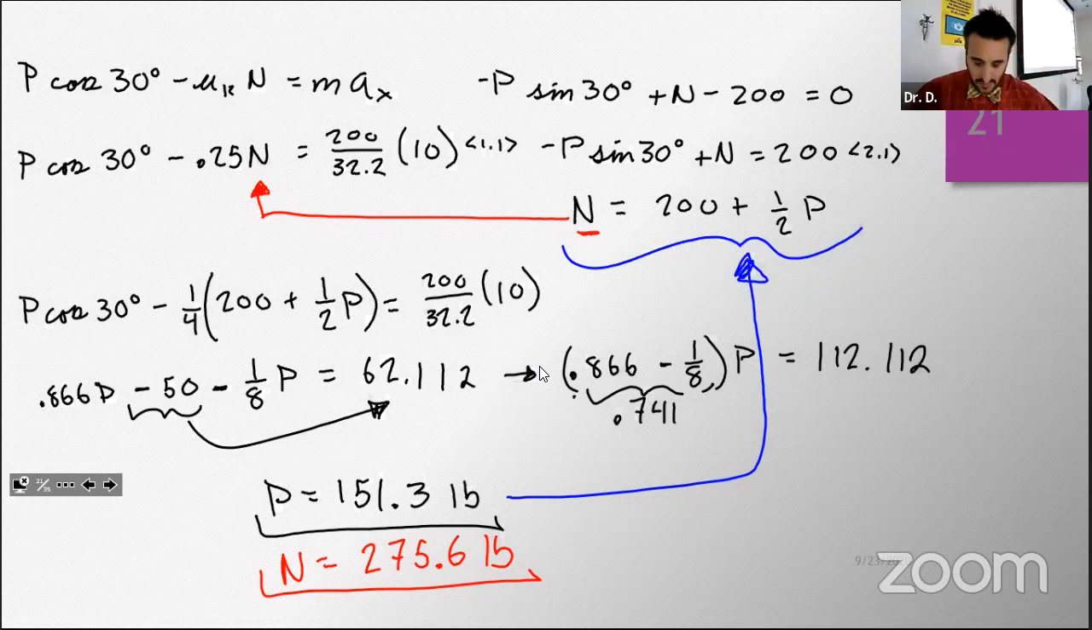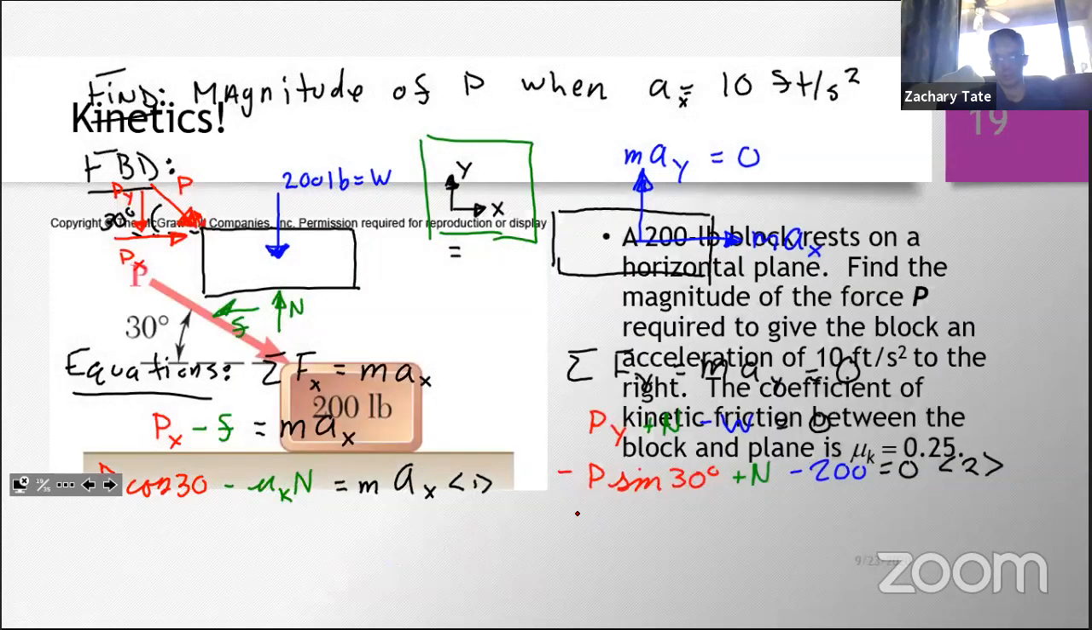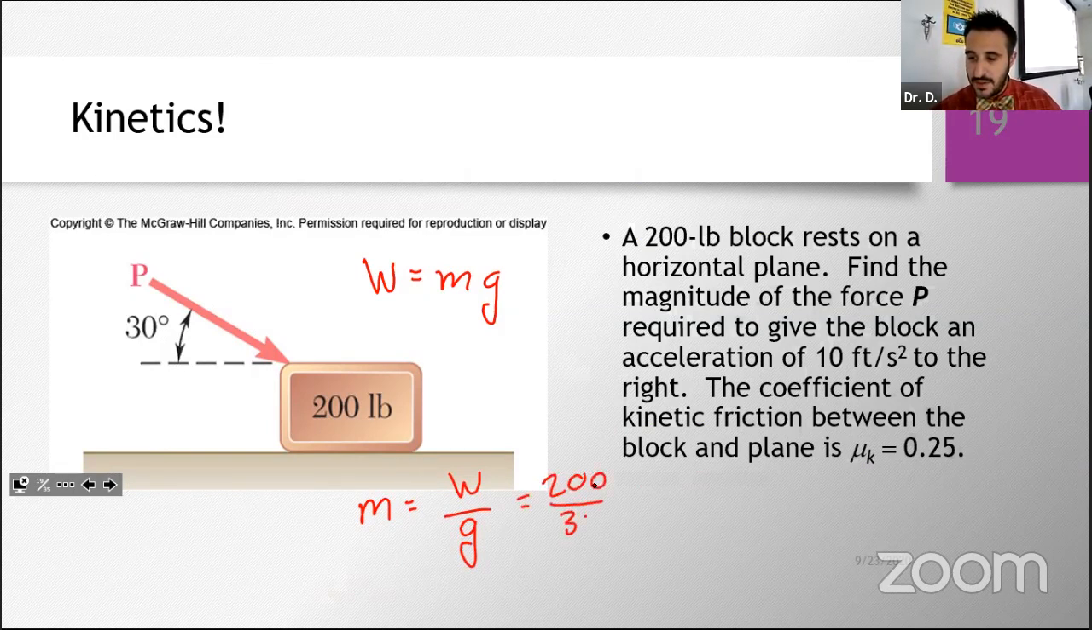So remember, Zach, let's go back to our free body diagram. We're told that this is 200 pounds. 200 pounds is the weight. It's how much it weighs. What is weight? Weight is mass times gravity. But I need the mass, so mass is the weight divided by gravity, which in our case is 200 divided by 32.2. Does that clear that up?